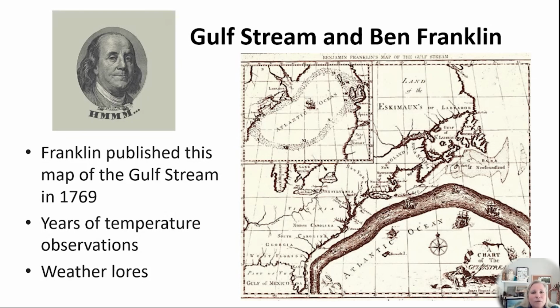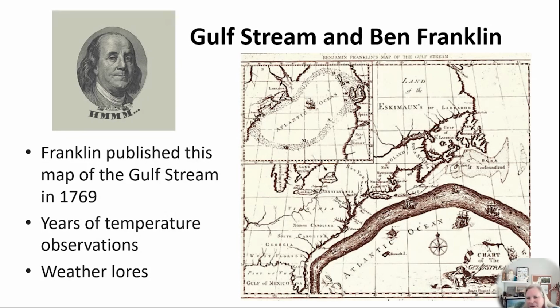Now, that same Gulf Stream is part of what keeps England so warm, because as far as when you look at them on the map, England should be colder, but it's that Gulf Stream. And again, Ben Franklin was one of the first people to record this. And this is actually a map that he recorded.